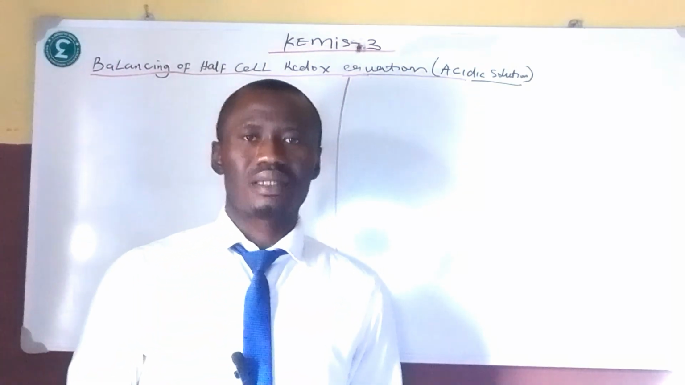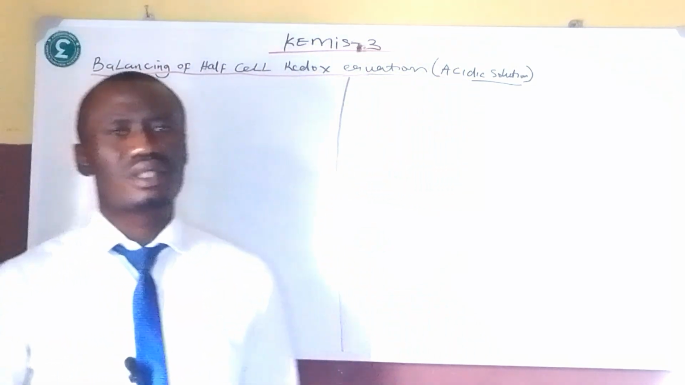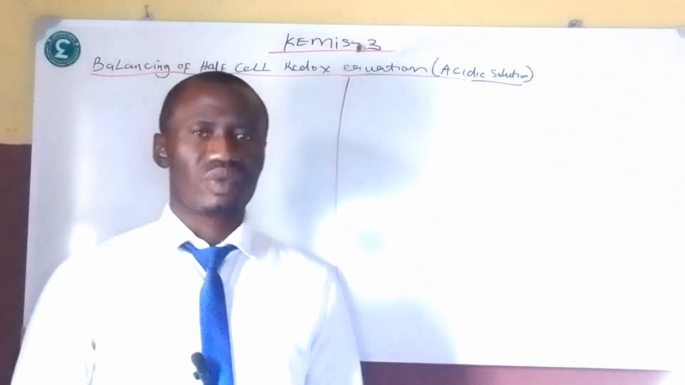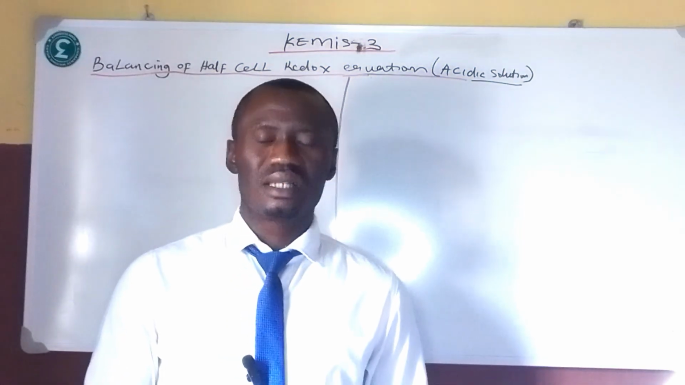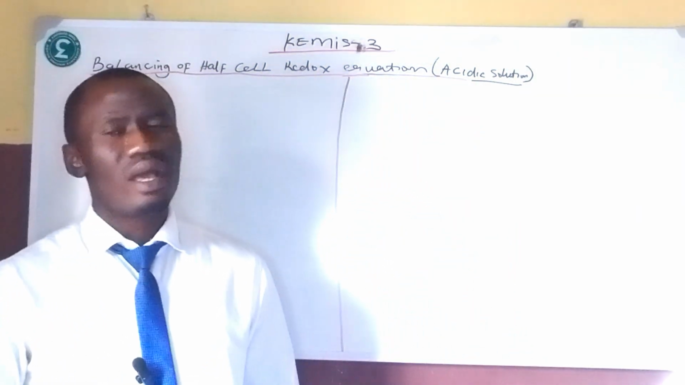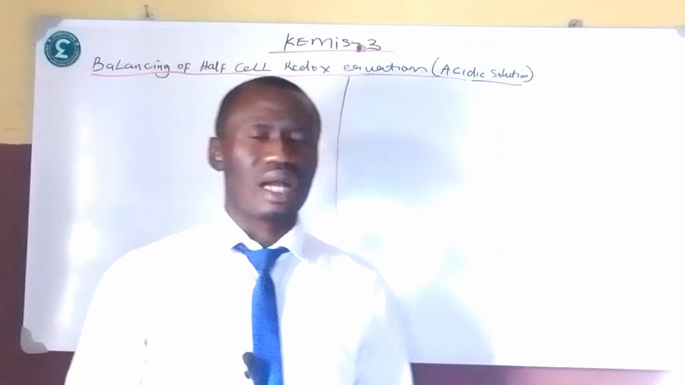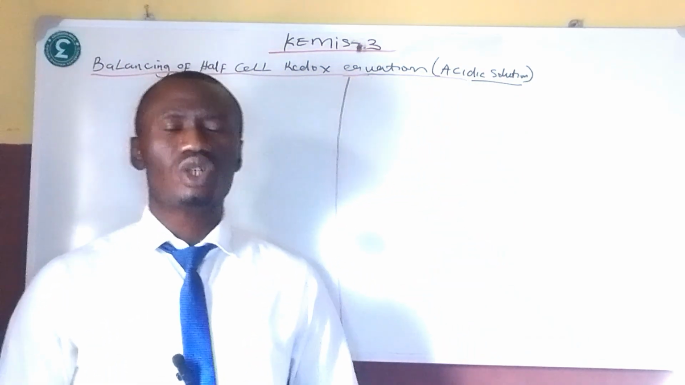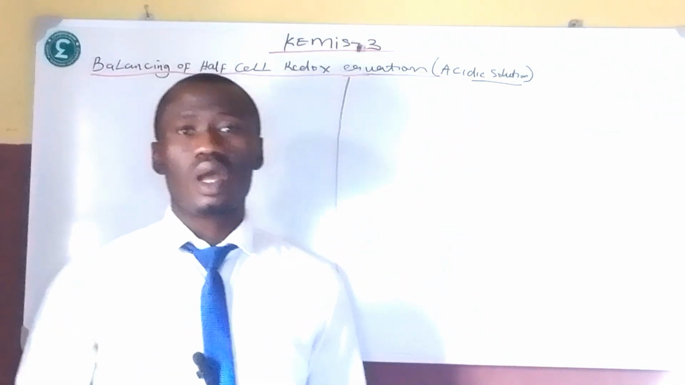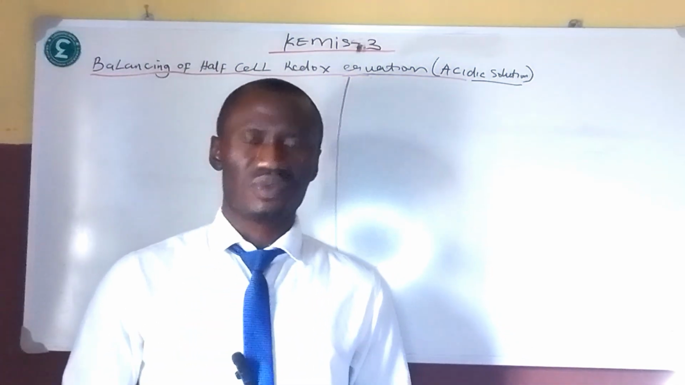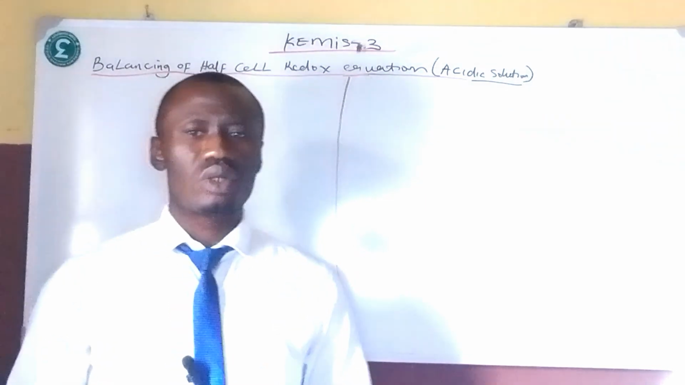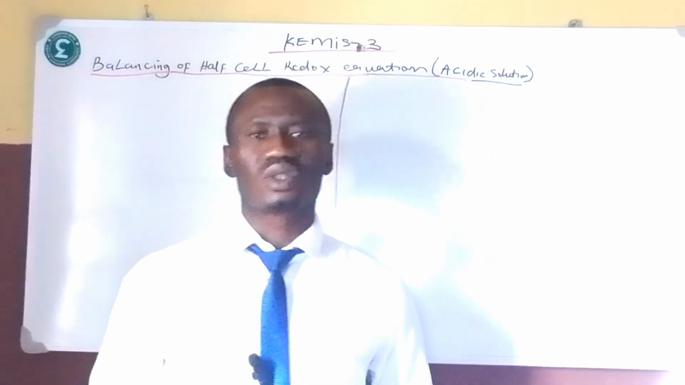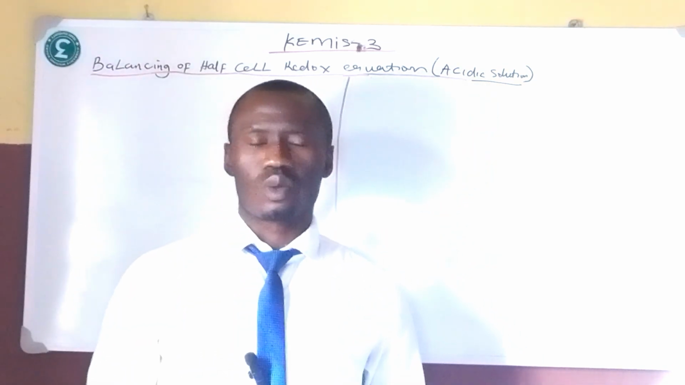Today's chemistry class, we are looking at half-cell redox reactions, how to balance the half-cell redox reaction under acidic solution. We know that balancing of half-cell redox reactions is done under three major solutions: the neutral solution, which we considered in our previous video, the acidic solution, which is the prerogative for today's class, and the basic solution, which will come up in our subsequent class.